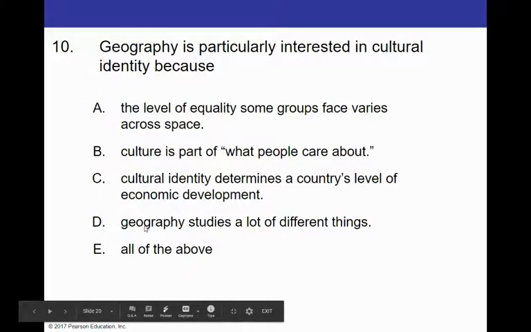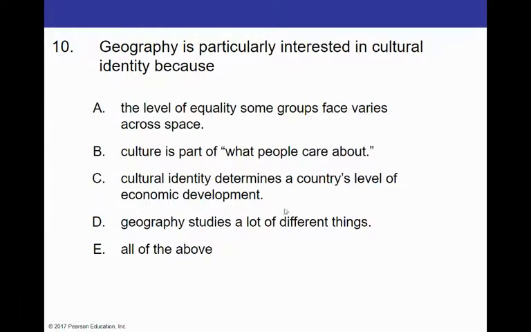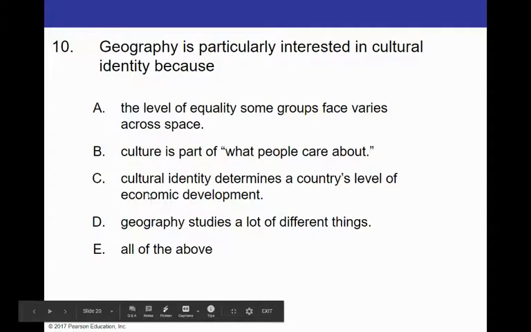Everything studies a lot of different things. D is not a good answer at all. It is very vague, doesn't really tell us much, so D is out. If we cross D out, we also cross E out. If D is wrong, E is wrong. Okay, so we're down between these three.